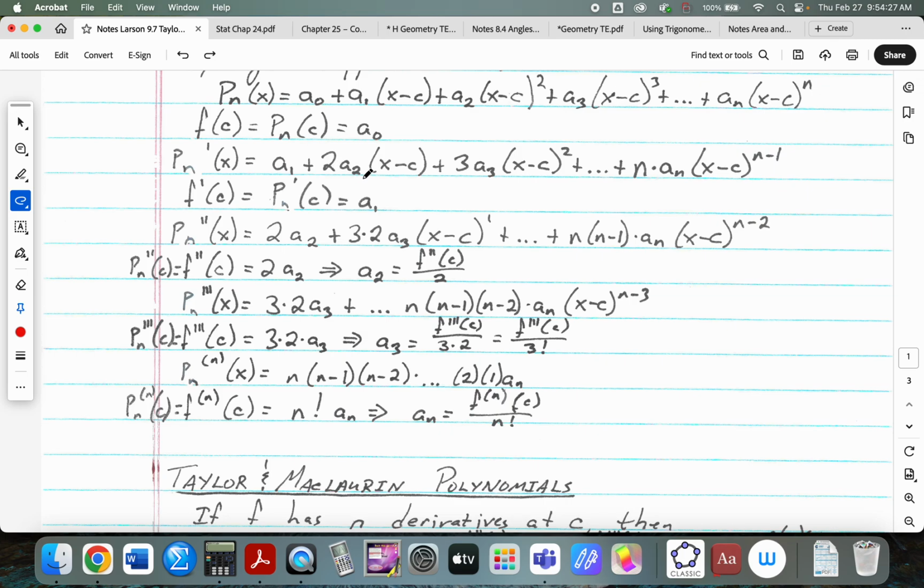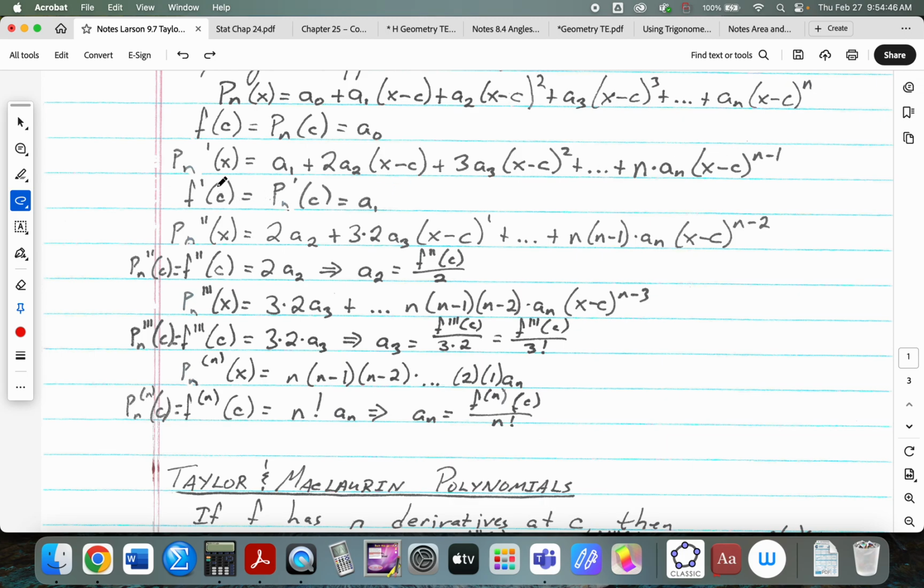And then we'll have 2 a sub 2 times x minus c to the first, and we'll have 3 times a sub 3 times x minus c to the third, etc., etc., etc. Everybody goes down a power, but the coefficient is multiplied by the old power.